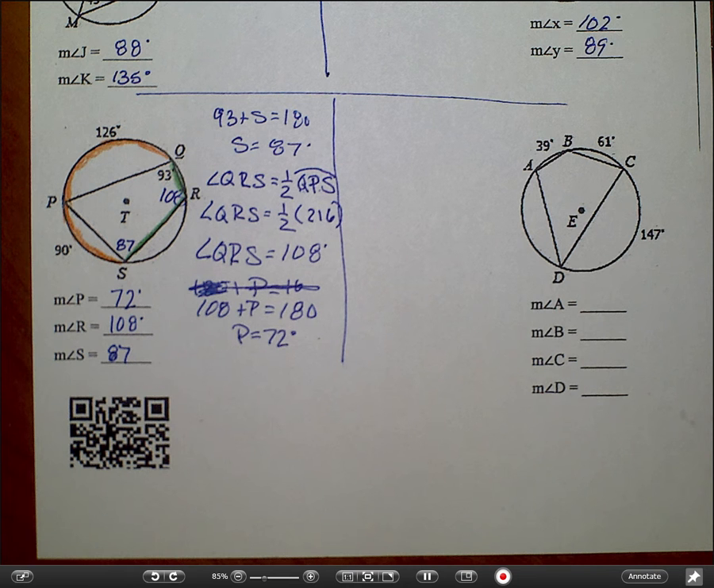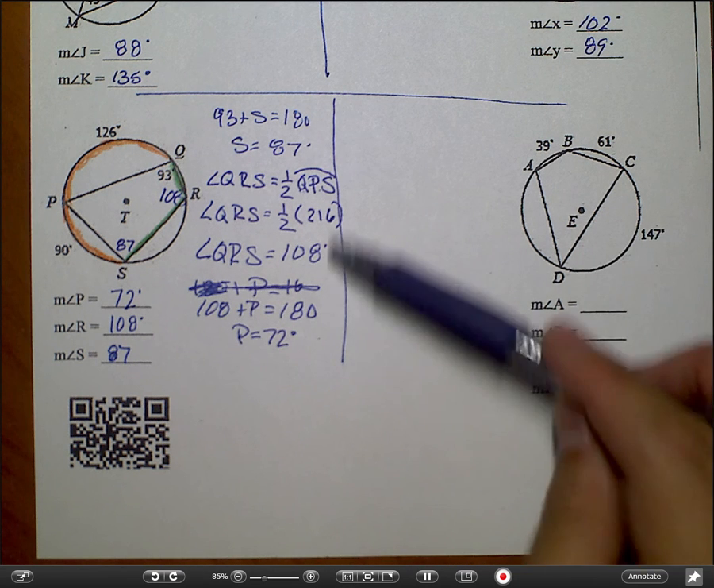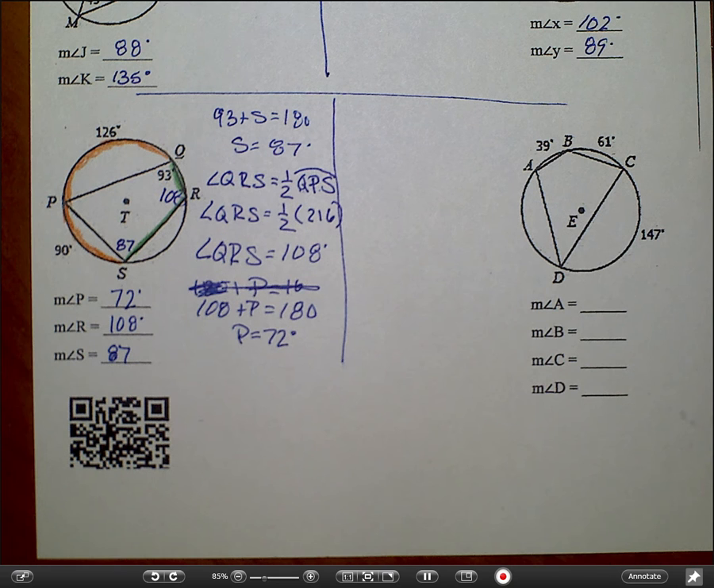All right. Is everyone okay with this? Does anyone have questions over this? What, these ones right here? Because we are using a couple different things together just to solve for these.